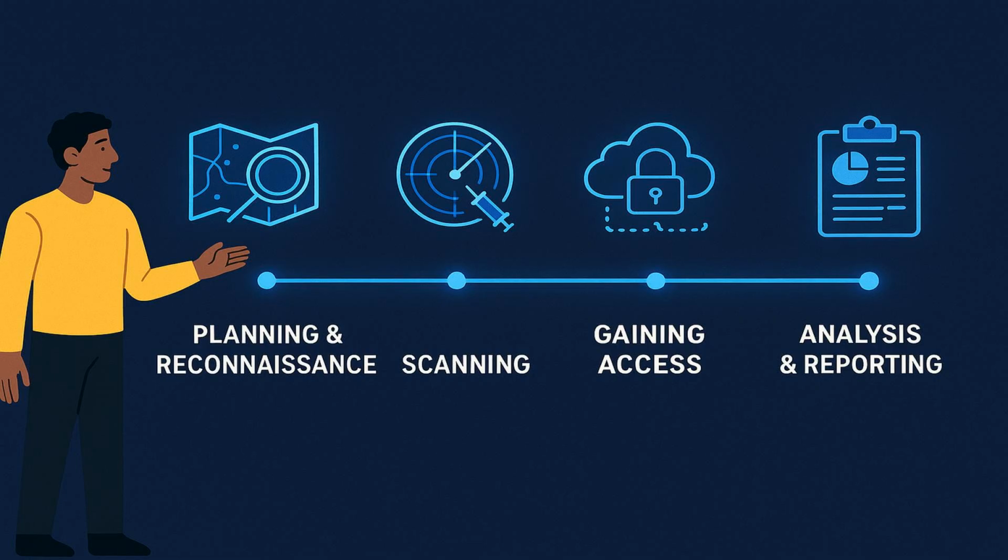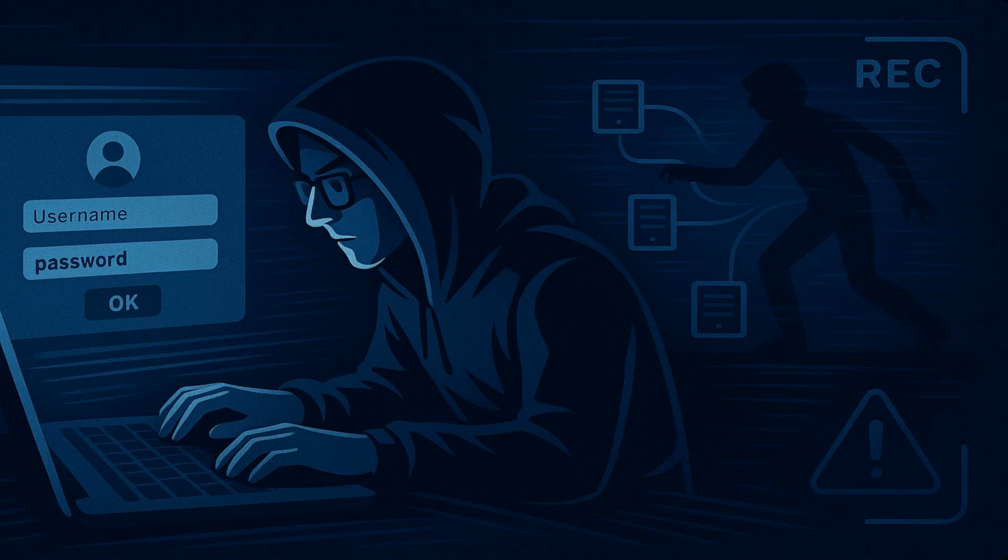Pen testing is more than just breaking in. It follows a structured process. First is planning and reconnaissance. This is where testers gather information, IP addresses, software in use, open ports, and public data. It's all about mapping the attack surface. Next comes scanning, which is where they actively look for vulnerabilities, just like a vulnerability scanner would, but with a human behind the wheel.